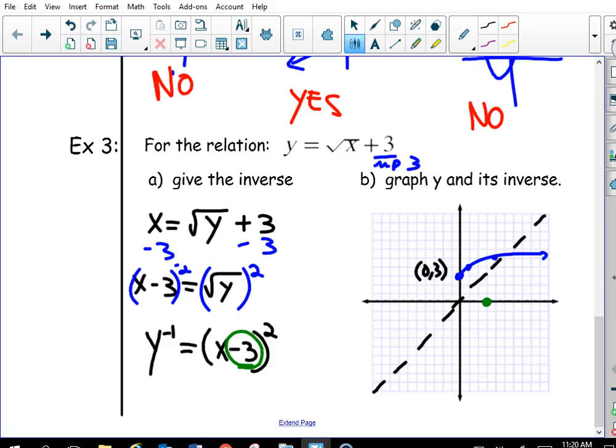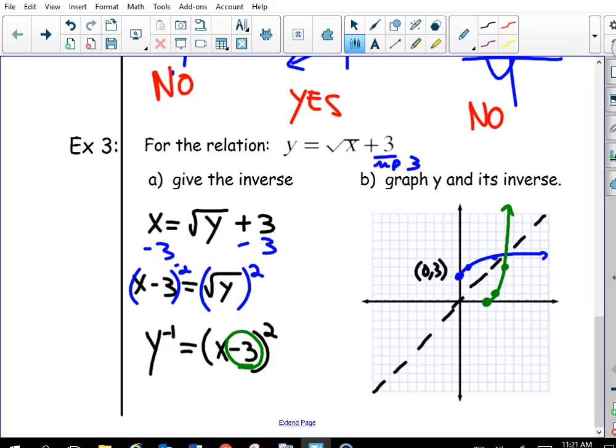Okay? And by the way, note that this is a translation right by 3. So what we're really going to do here to limit the domain and make sure that we have one-to-one between y and its inverse is to just graph the right side of that parabola. So our vertex moved over 3. We're going to go right 1 and up 1. There's our second point, and right 2 and up 4. 1, 2, 3, 4. So notice that when we graph that, it is symmetrical about the line y equals x.